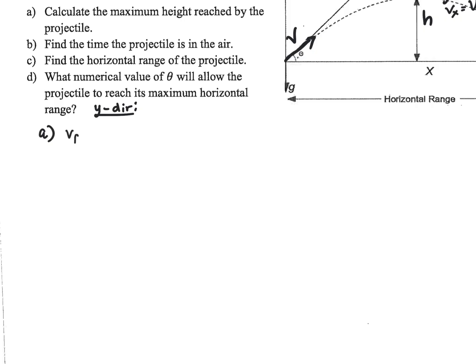So what do we know? V final squared equals V initial squared plus 2a delta y in this case, right? So V final is 0. V initial is V sine theta, correct? We'll square that, plus, so minus 2g delta y. I plugged in what I know. So now can we directly solve for delta y?